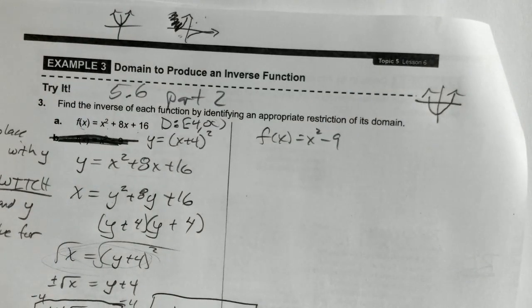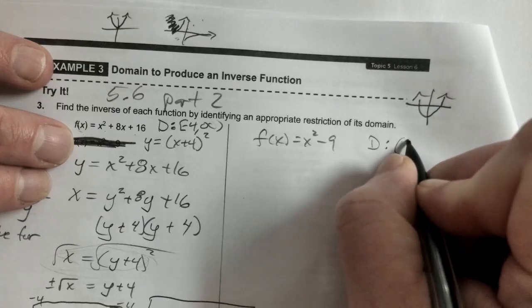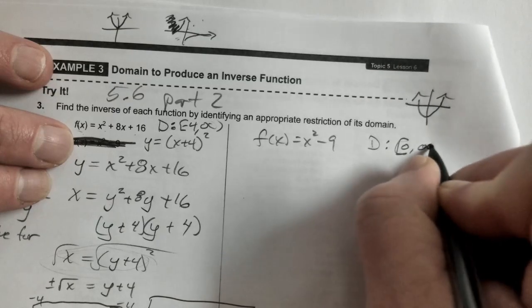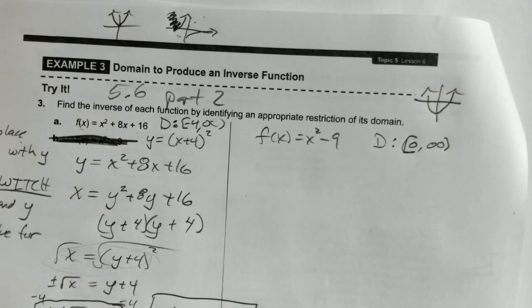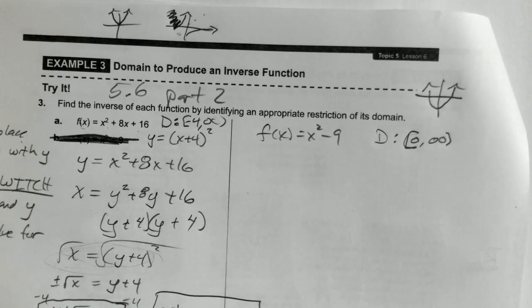So how could we restrict the domain to cut off the left half of that parabola? 0 to infinity, that's right. So we're going to say here our domain is bracket 0 to infinity, parenthesis there. Right, 0 is included.